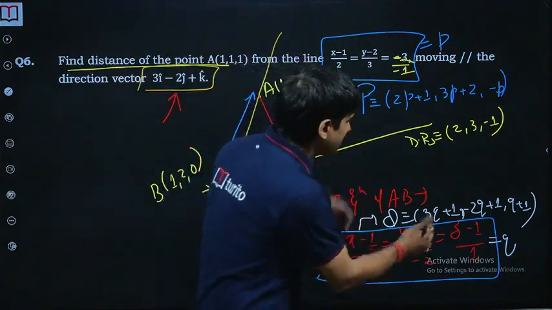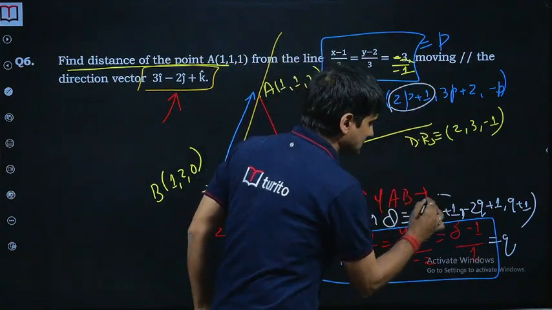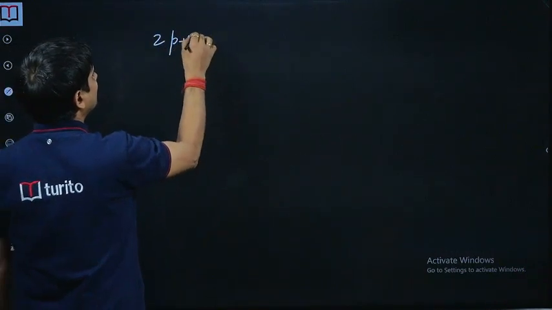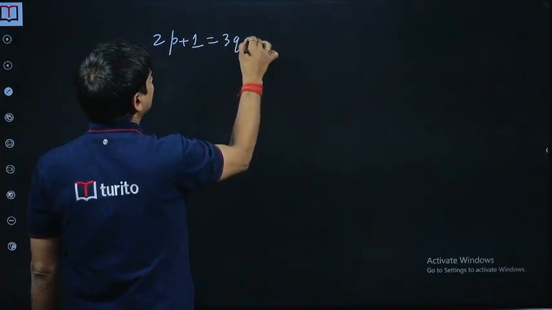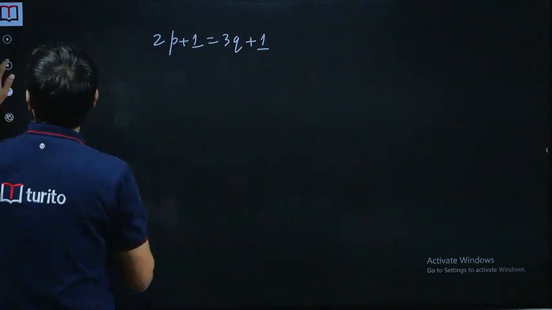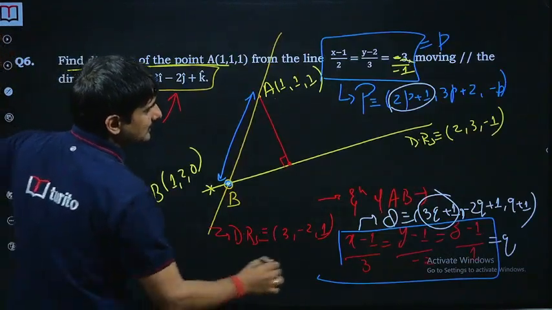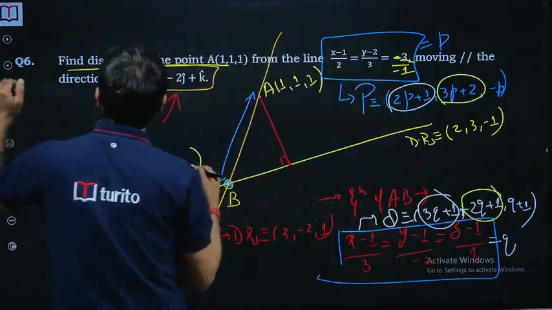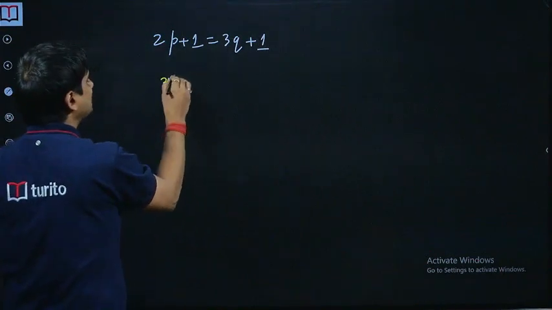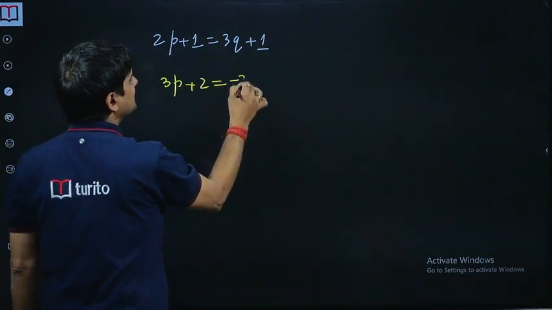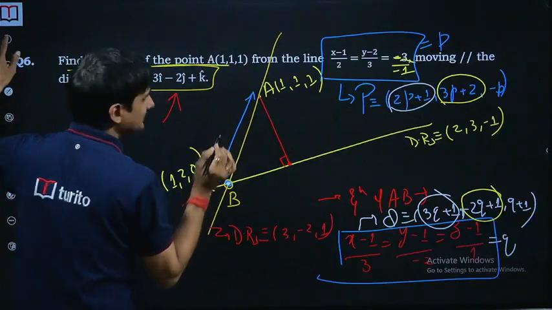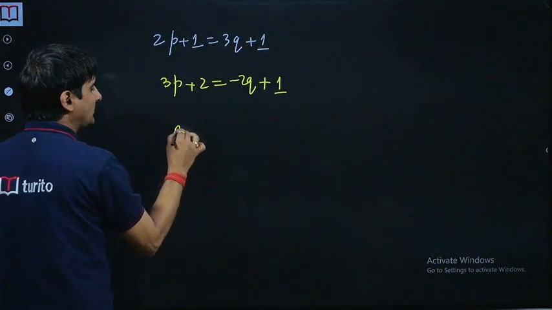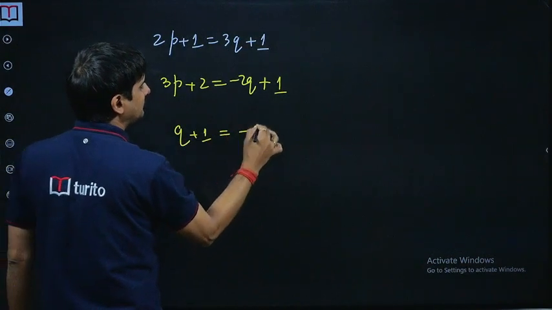If there's a common point, of course their abscissa has to be the same. So that's one equation: 2P plus 1 is equal to 3Q plus 1. Similarly their ordinate, the y coordinate, has to be the same. So 3P plus 2 is equal to minus 2Q plus 1. And for the z coordinate, Q plus 1 is equal to minus P, which must be the same.